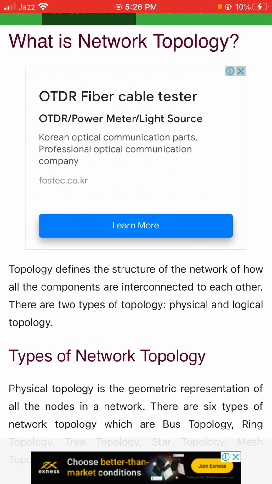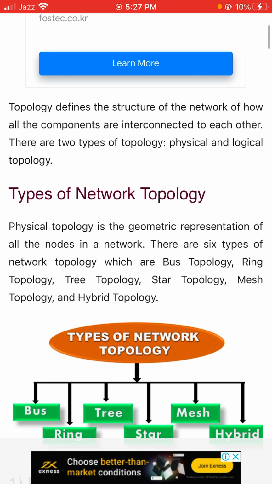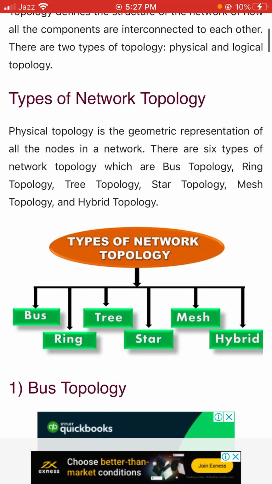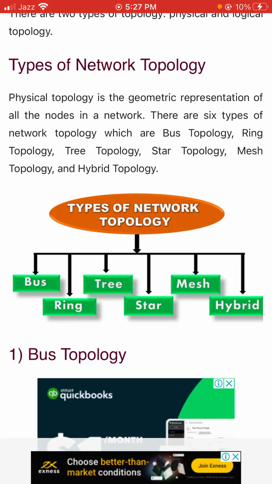Network topology. Topology defines the structure of the network, of how all the components are interconnected to each other. There are two types of topology: physical and logical topology. Physical topology is the geometrical representation of all the nodes in a network.